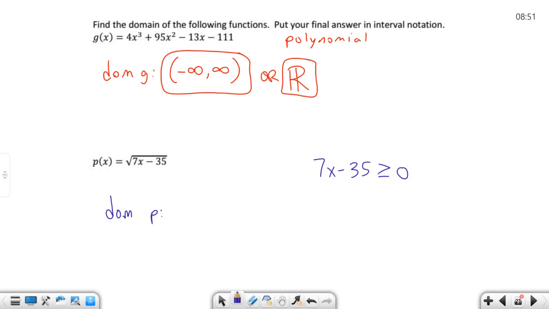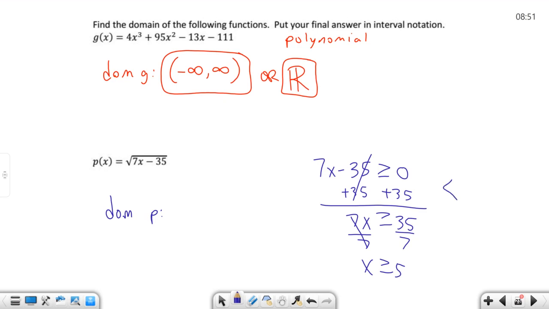So drop the radical. That's the radicand underneath it. Get rid of it, and then greater than or equal to 0. Now this is just a regular inequality you solve. So then 7x is greater than or equal to 35, and then we divide by 7, and x is going to be greater than or equal to 5.